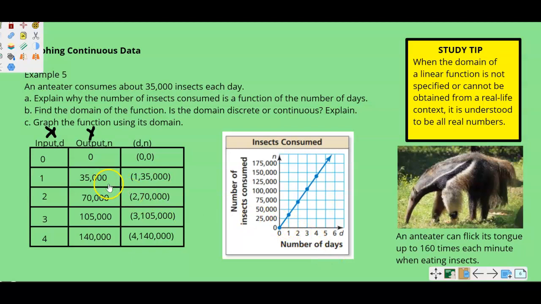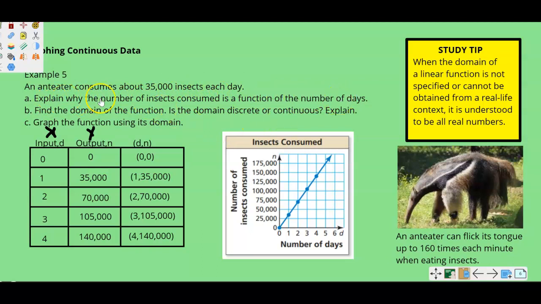Okay, if it was like a fourth of a day, then it would eat about a fourth of this many insects. So you could calculate, so this would be a continuous graph. They also put an arrow on the top, and that is because we don't stop at 4 days. It just says that it consumes this many insects each day. There's not a limit on how many days.